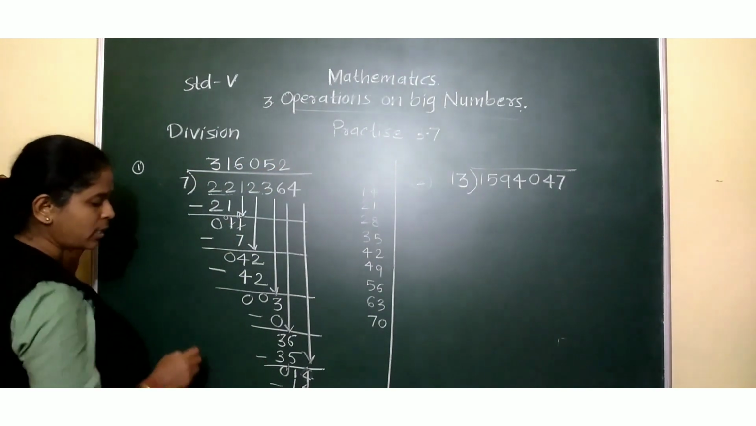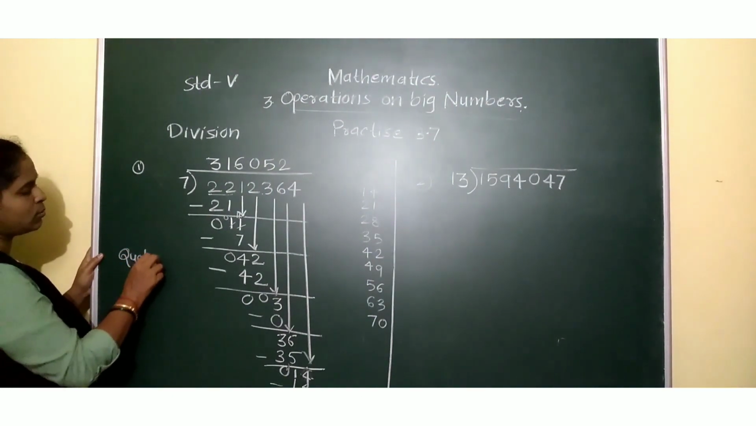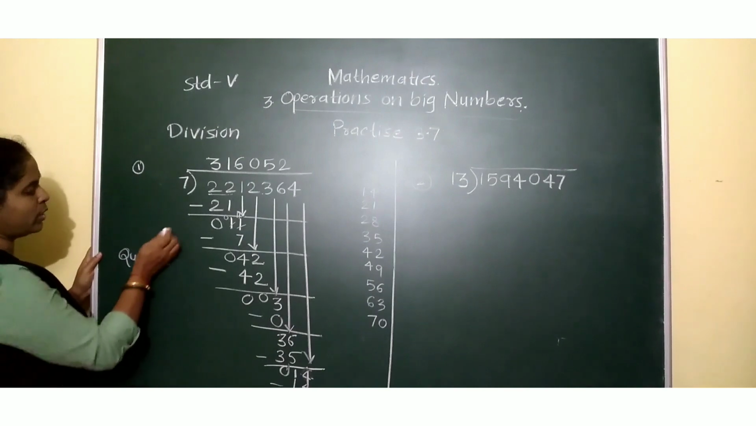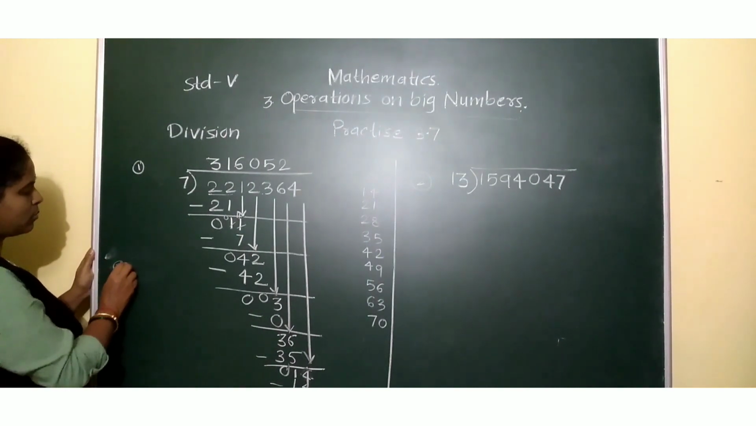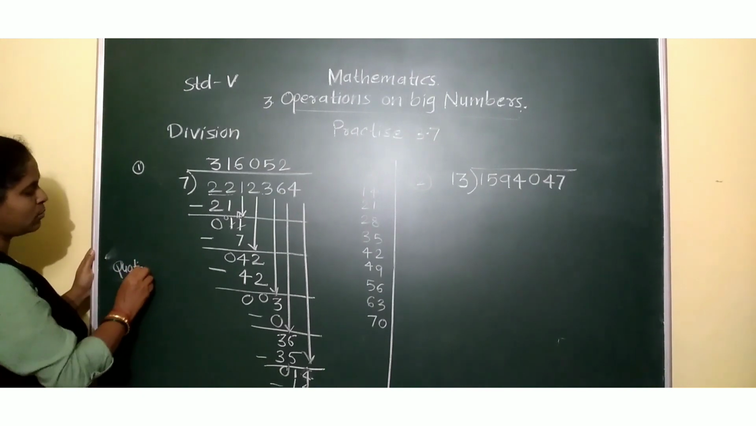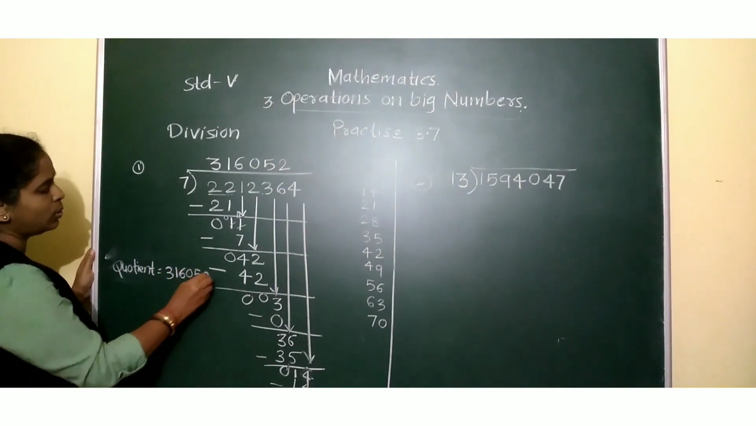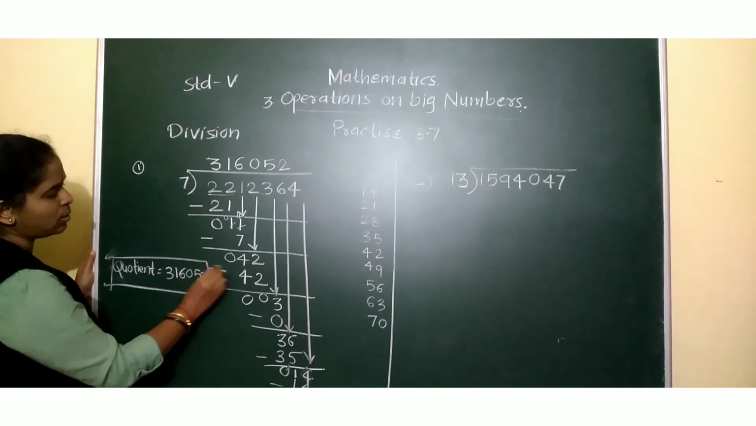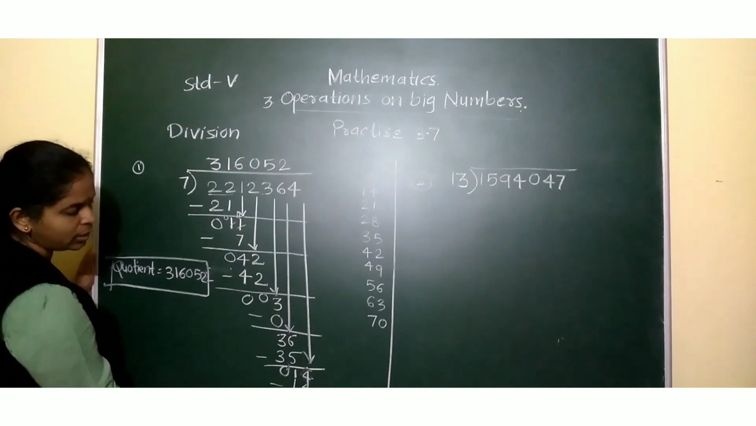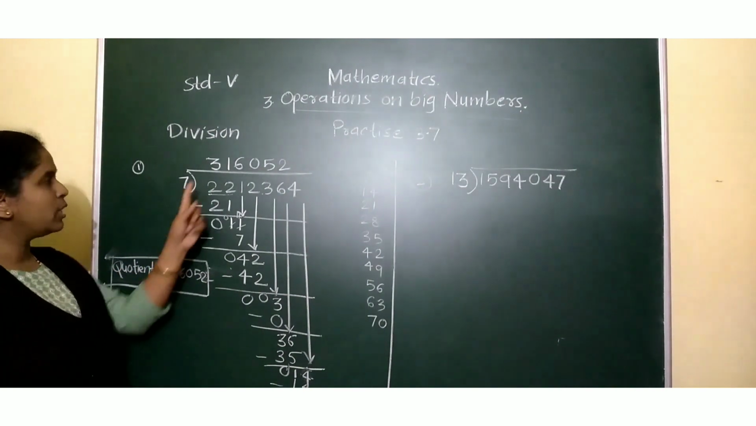So what is the quotient here? What is the quotient of this? I'll write here. Quotient is 316052. You will have to write it here. Okay. Downside, I have written here. So this is the answer.